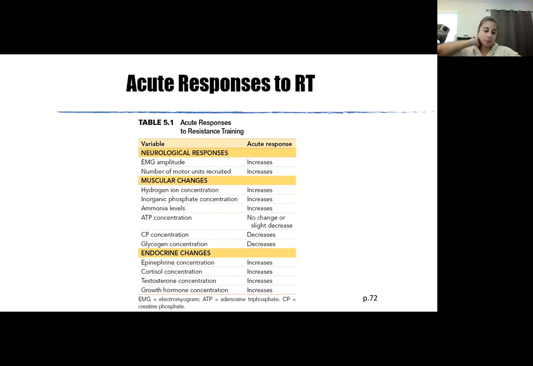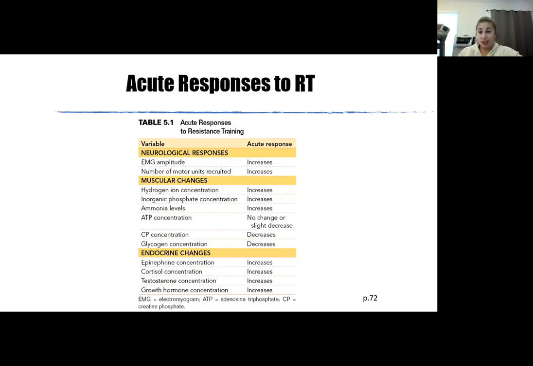Hopefully you've learned that. And then we can see some endocrine changes. When we talk about endocrine, that's our hormones. And so we can see pretty much all our hormones increase acutely after. So epinephrine, we know that's part of our fight or flight response. That's going to increase our heart rate, right? Cortisol, also part of that fight or flight response.